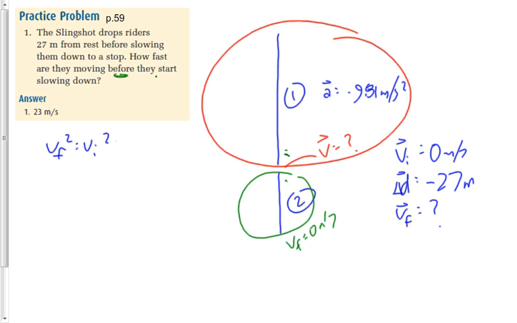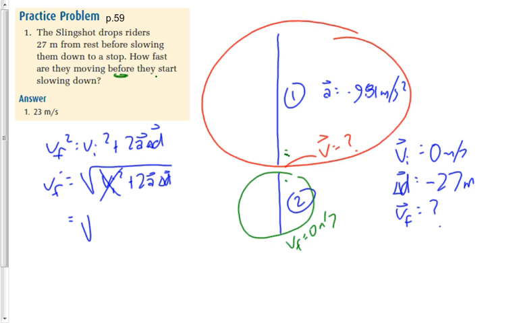Good. That's exactly what I would try as well, because of the givens that I have. Solving for VF, VF ends up being the square root of VI squared plus 2AD. Now, VI is 0, so that's nice. 0 plus 2 times negative 9.81 times the displacement of negative 27. Do the math on that one, it should work out to be 23 meters per second.